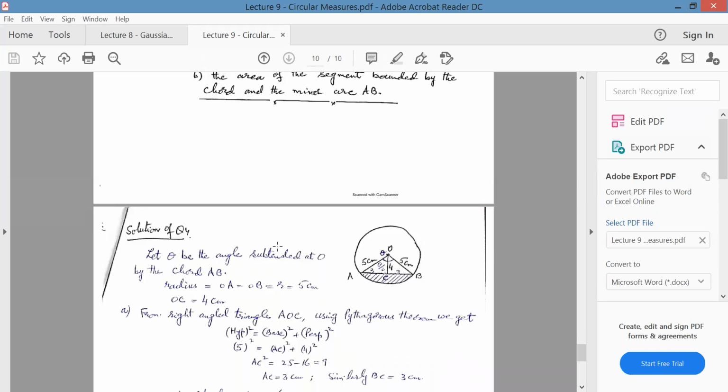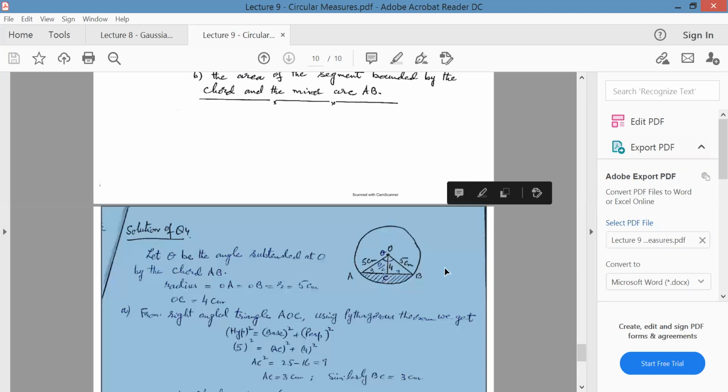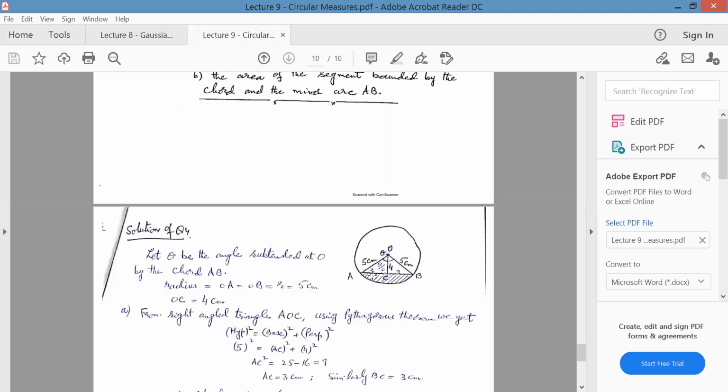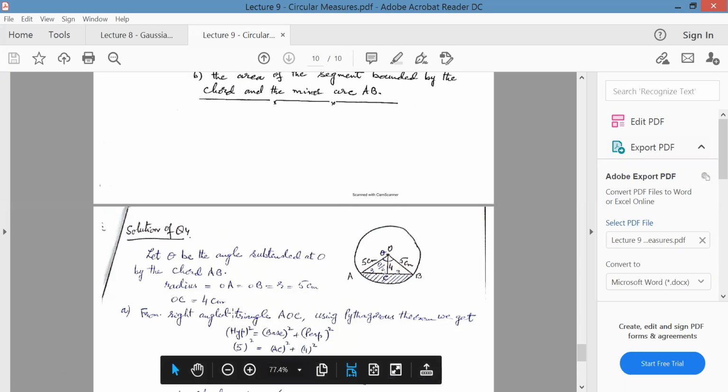Good. Let theta be the angle subtended at O. Assume this is the angle subtended at O by these two radii OA and OB. This chord AB is subtending the angle at the center. This is theta. Radius OA is equal to OB is equal to R, and this is 5 centimeters. Given to you, OC, this vertical distance from center to the chord AB, this distance is 4. This is also given to you, okay? So from the right triangle AOC, let us do AOC first.